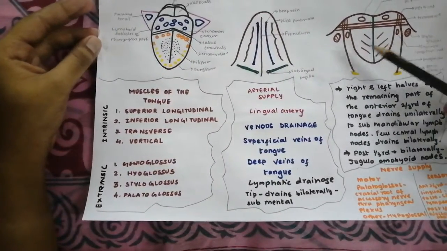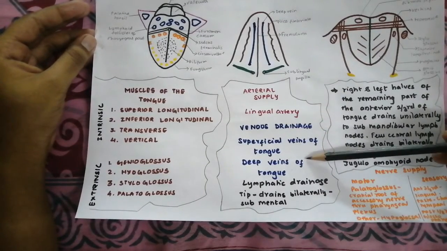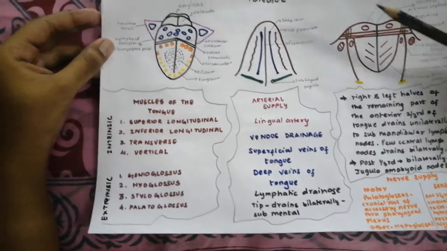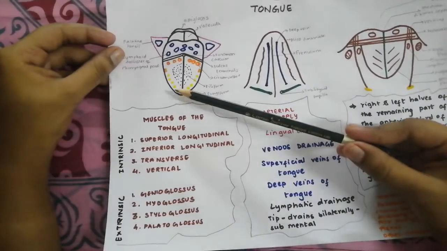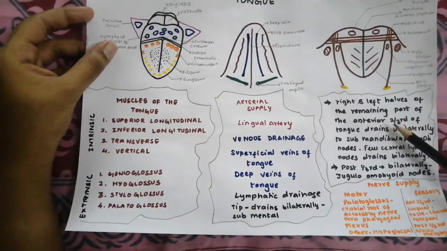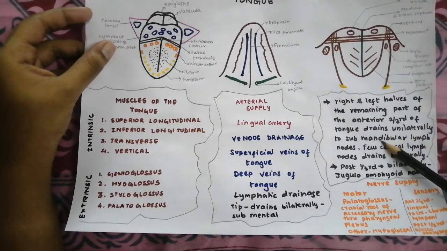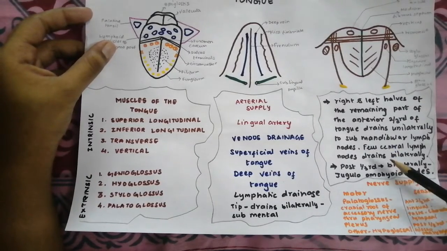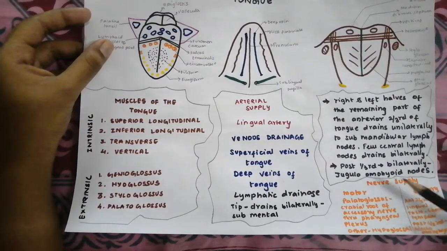Arterial supply is by the lingual artery. Venous drainage is by superficial veins of the tongue and deep veins of the tongue. Lymphatic drainage is of greater significance. The tip drains bilaterally to the submental lymph nodes, while the right and left half of the remaining part of the anterior two-thirds of the tongue drains unilaterally to the submandibular lymph nodes. And a few central lymph nodes may drain bilaterally. The posterior one-third drains bilaterally to the jugulo-omohyoid nodes.